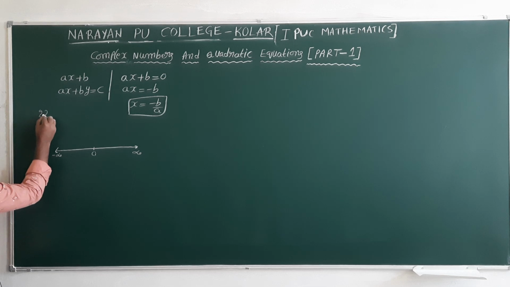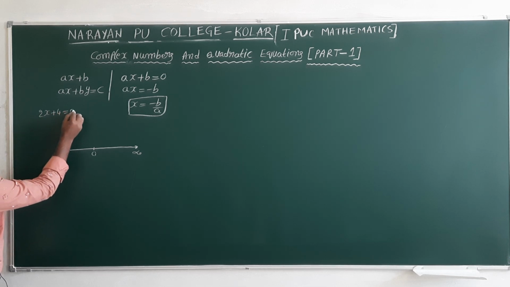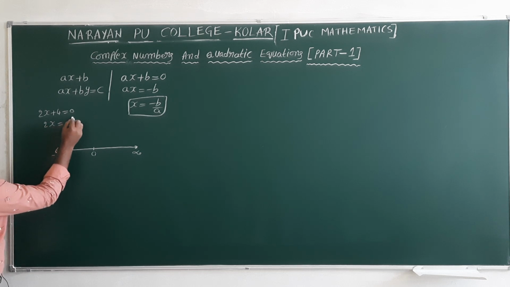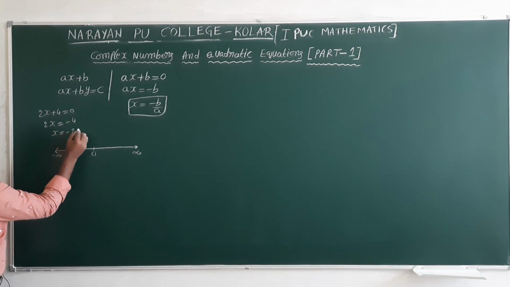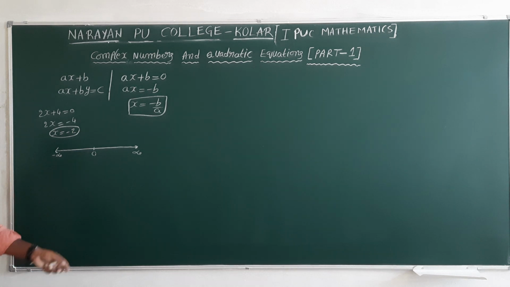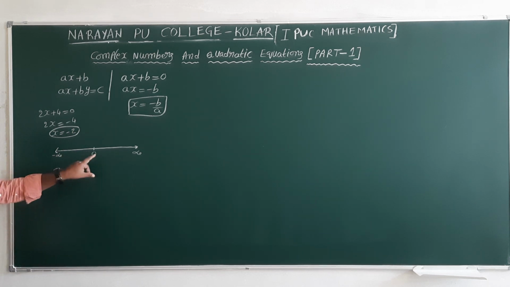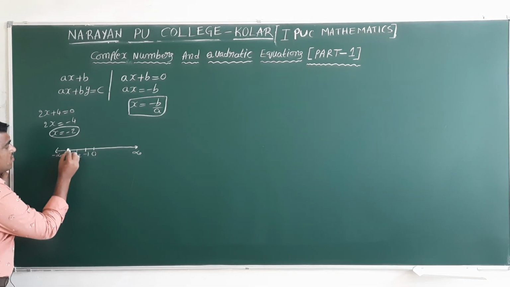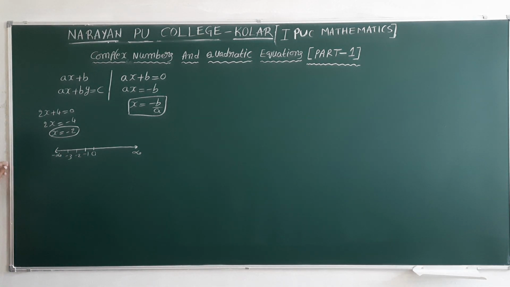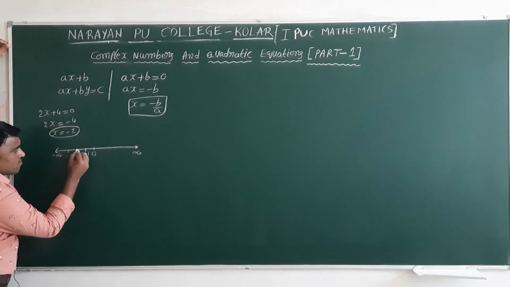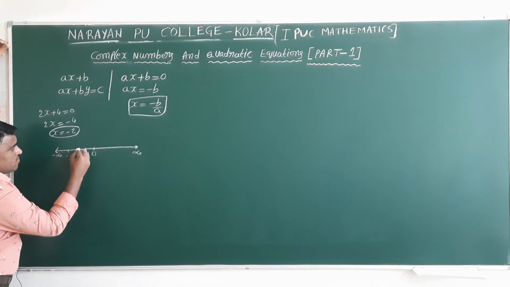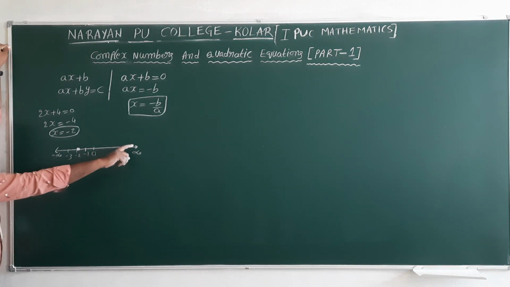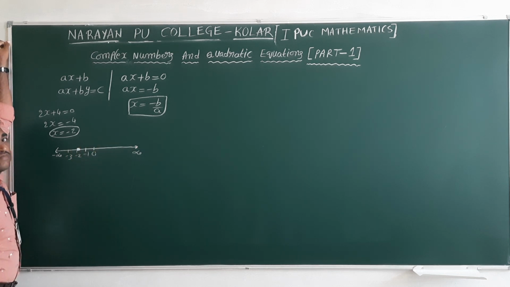For example, suppose 2x plus 4 equal to 0. So 2x equal to minus 4, then x is minus 2. How do we represent x equal to minus 2 on the number line? Here 0 will be there, and negative values go from 0 to the left side: minus 1, minus 2, minus 3 and so on up to minus infinity. But the solution we got for 2x plus 4 is x value minus 2, so x value minus 2 is here. So this is the real number system.